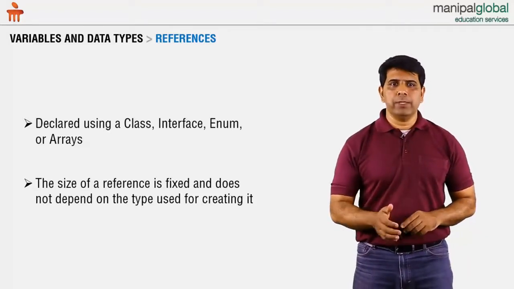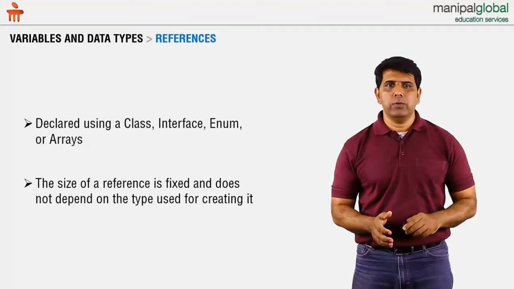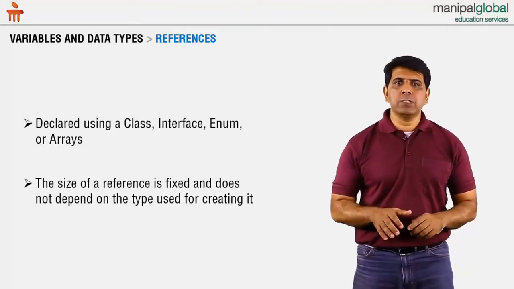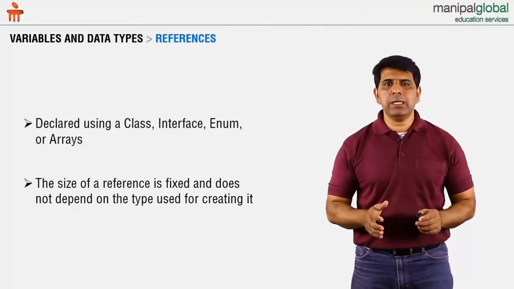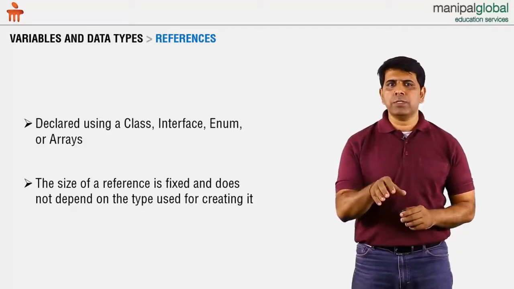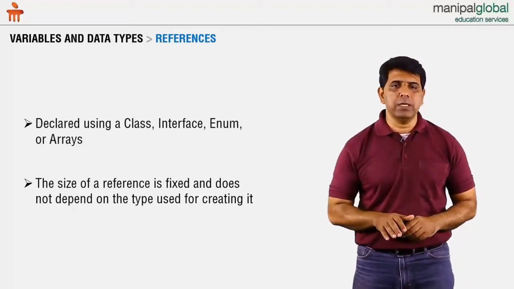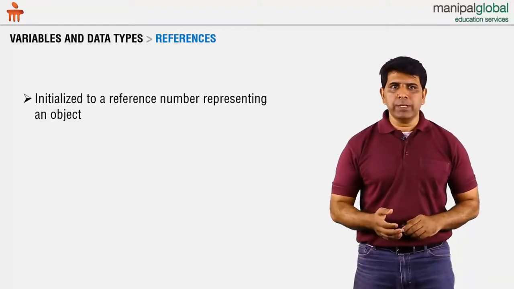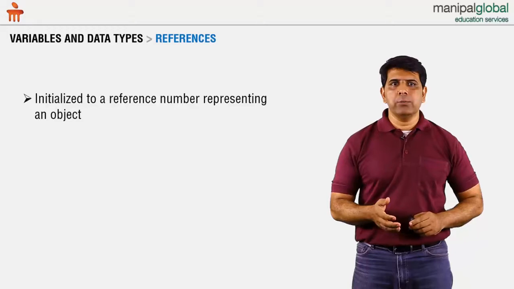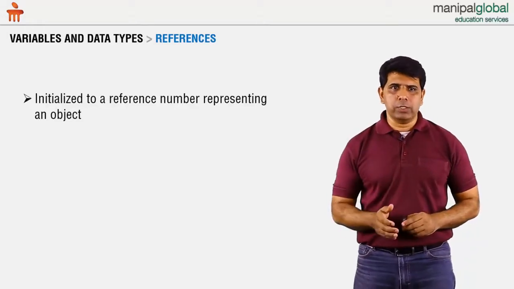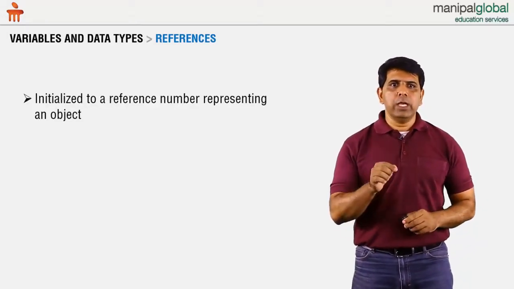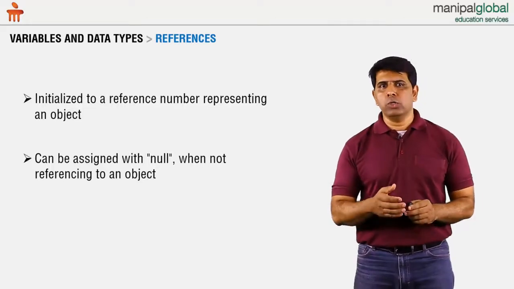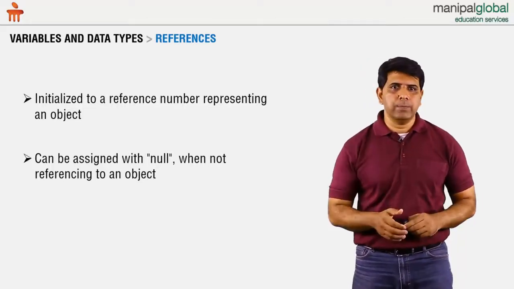Now typically the reference size is 8 bytes, but it depends. Java language specification does not limit a compiler to have certain number of bytes, but it's more or less 8 bytes in most of the compilers. Now references, when you create a reference variable, it is always initialized to something. Now it is initialized to an object or a null.